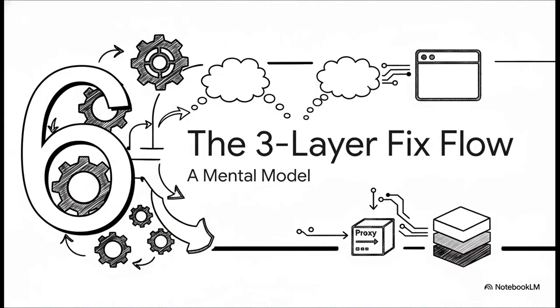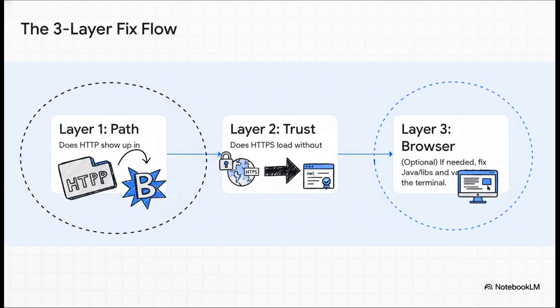Okay, let's boil all of this down into one simple, reusable troubleshooting framework. This is the mental model you can take with you and use anytime your proxy setup starts to act up. Always think in these 3 layers. Start at layer 1, the proxy path. Ask yourself, can I get a plain HTTP request to show up in Burp? If the answer is no, it's a path problem. Fix your listener, your proxy host, your bypass rules.